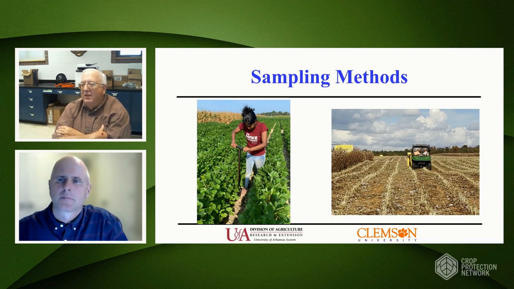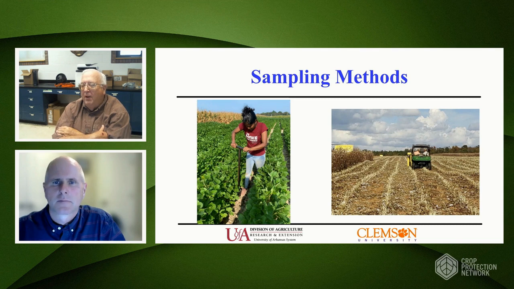But if sampling with that probe, if you're a typical grower in South Carolina or Arkansas, you have 1,500 to 2,000 acres. You have 30, 40 fields. It would take forever to sample as they do on the left there with the old style probe.